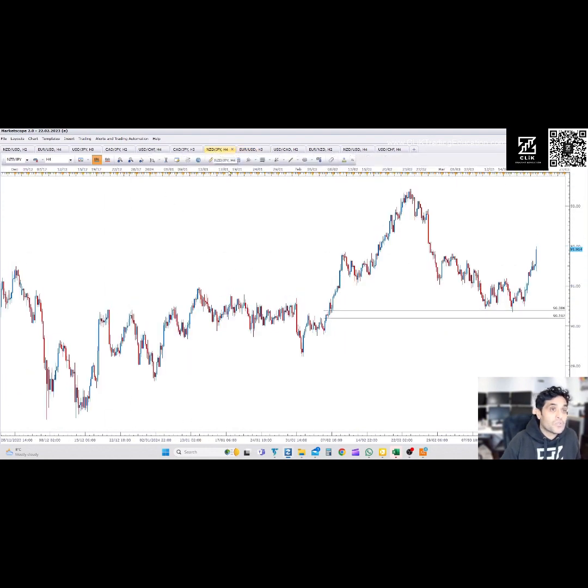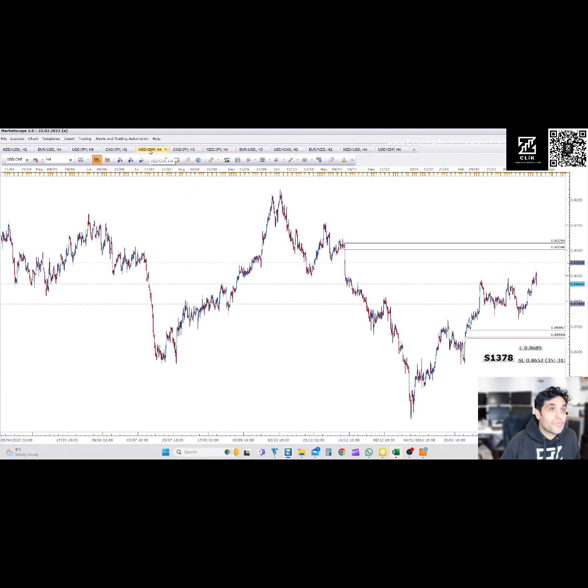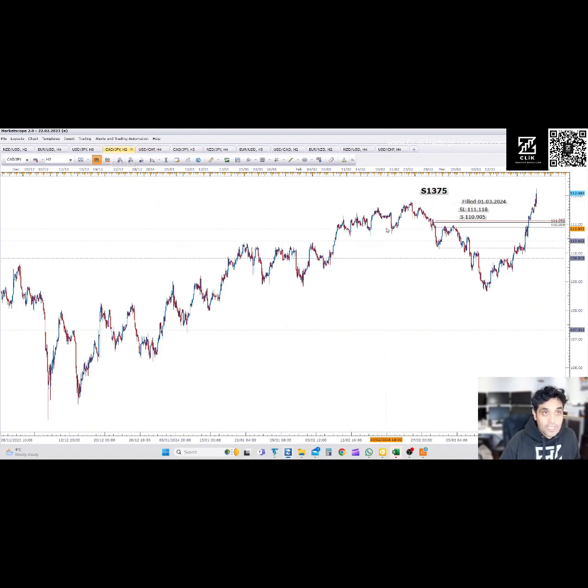So let's have a look what else we got. Yeah, we had this NZD JPY. It came into the zone, and you can see what it's doing, it's running away there. So that one's not come in. They've not come in yet. This was a CAD yen.